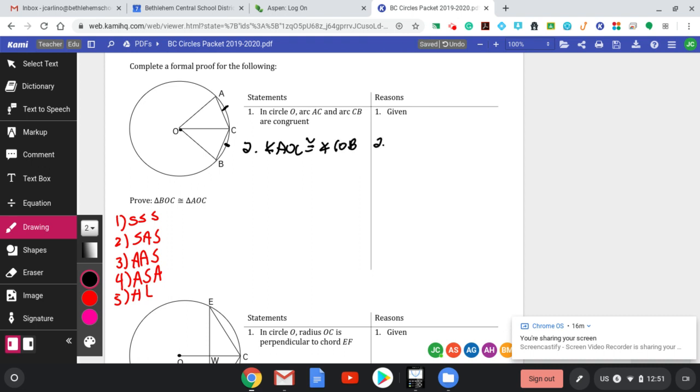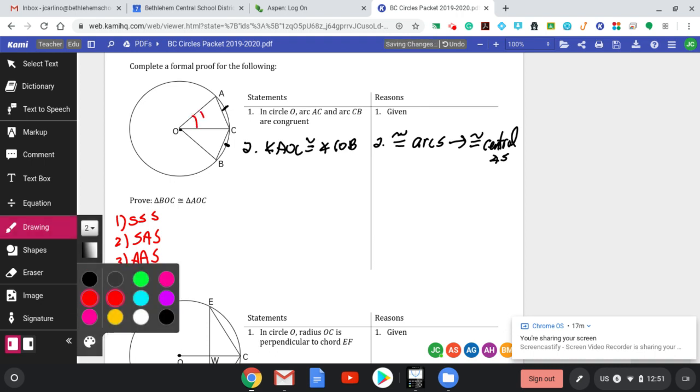And our reason, all right, guys, what were you given? We were given congruent arcs. And what did we imply? That the congruent central angles. Okay, so that gives us an angle. Okay, where else can we go from here?